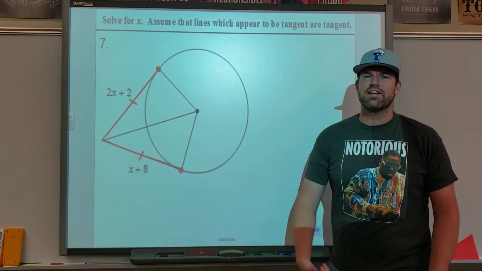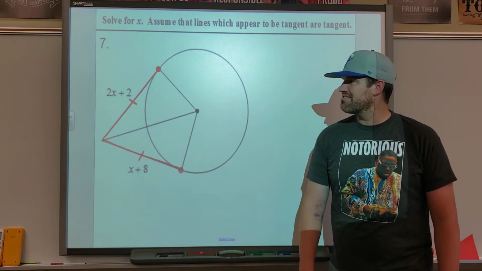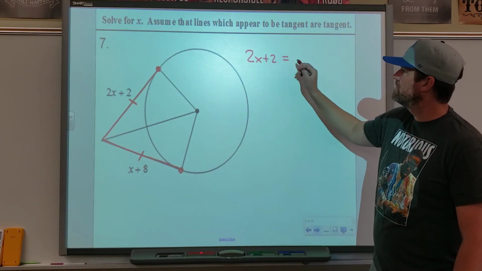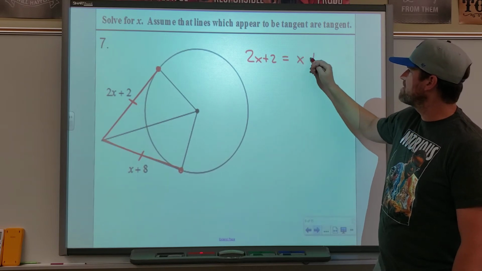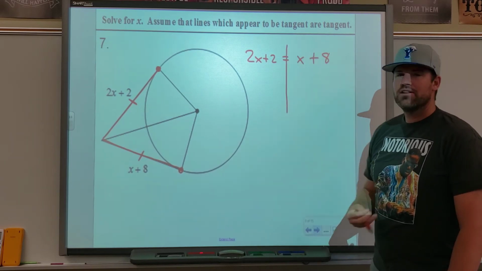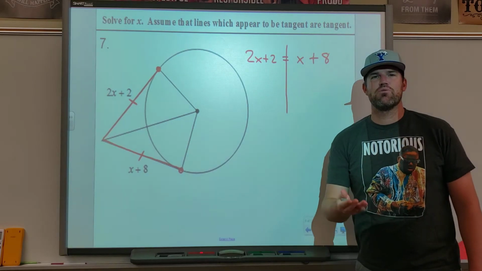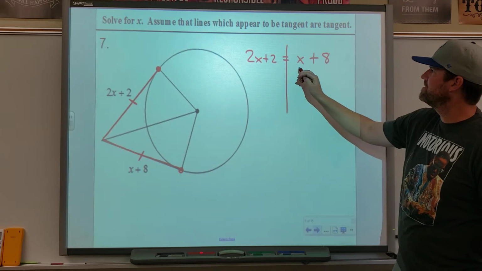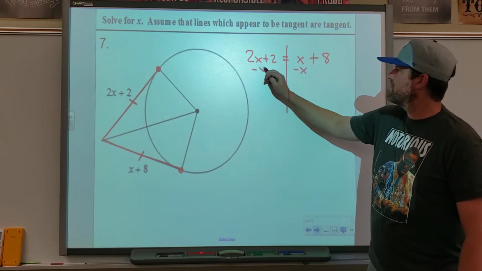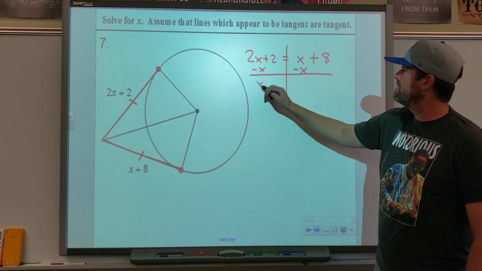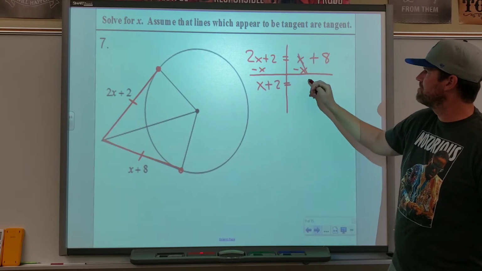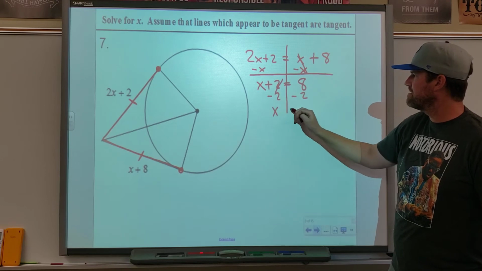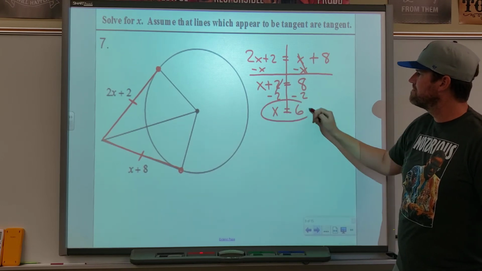So to set up this problem, I can just set those two lengths equal. I do 2x plus 2 equals x plus 8. Go ahead and get a little equation practice. What is the value of x? Well, let's check and see how you did. If we subtract x on both sides, we get x plus 2 equals 8. Subtract 2 from both sides, and x equals 6.